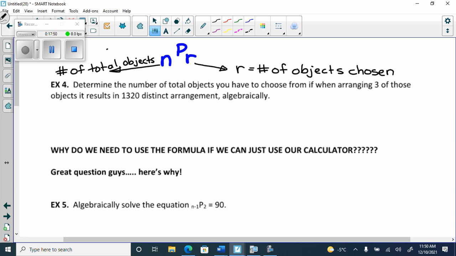N would be the total number of objects. How many objects are in this classroom? You could be called worse things, okay? Objects is not that bad.